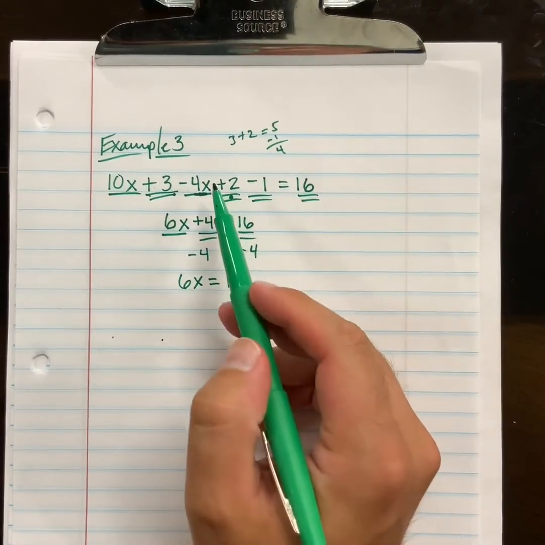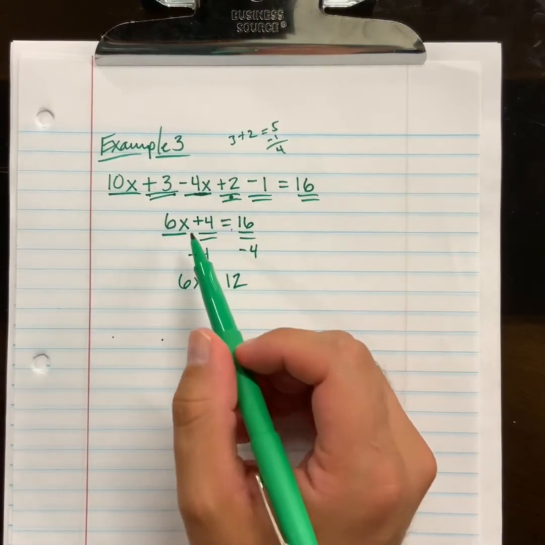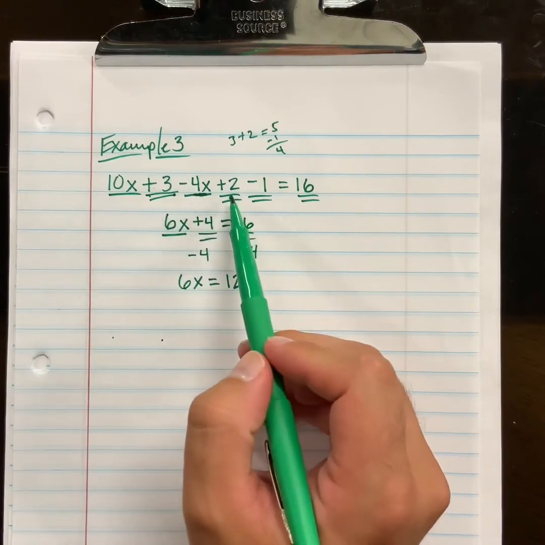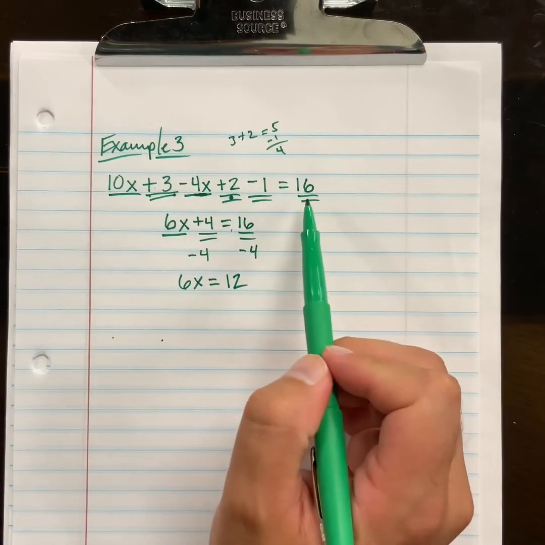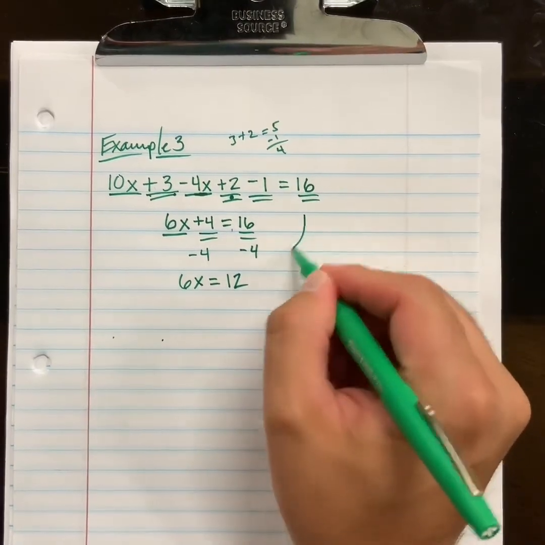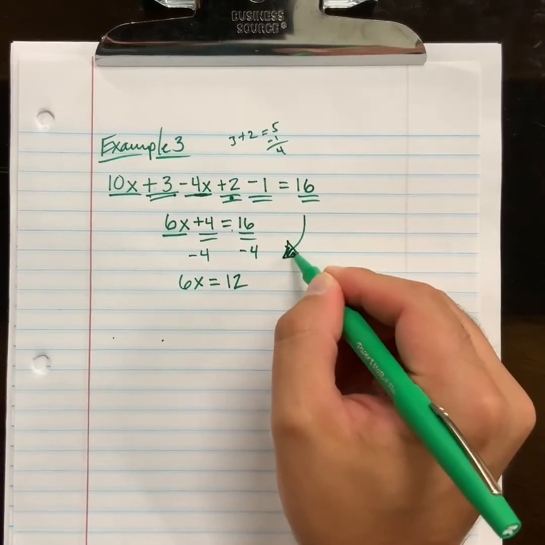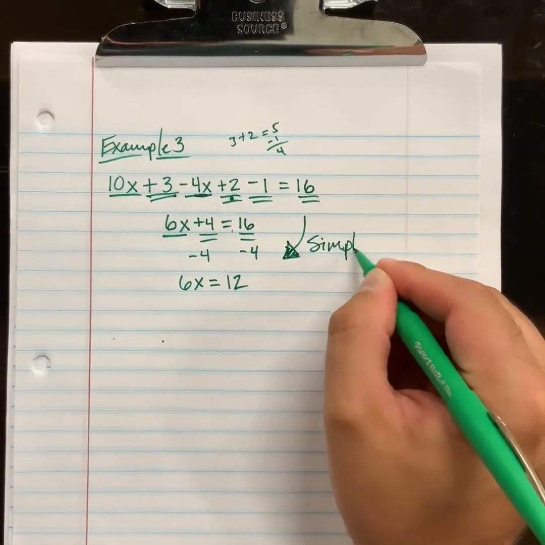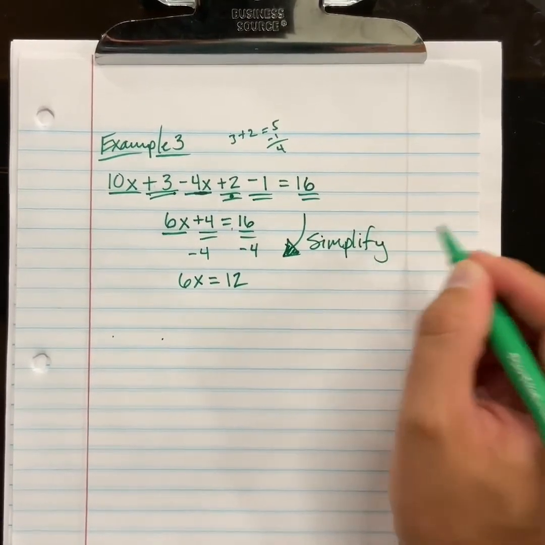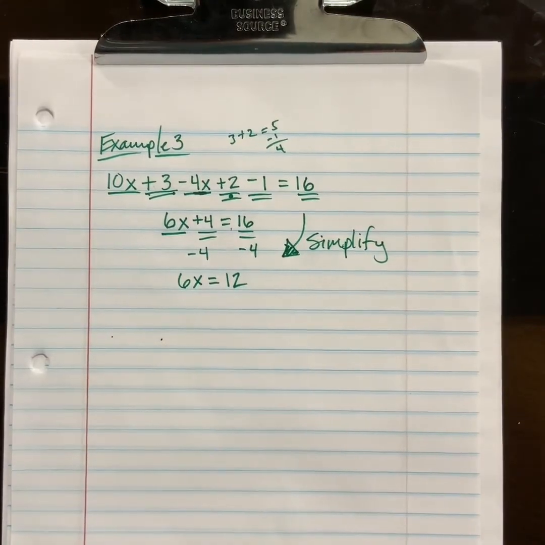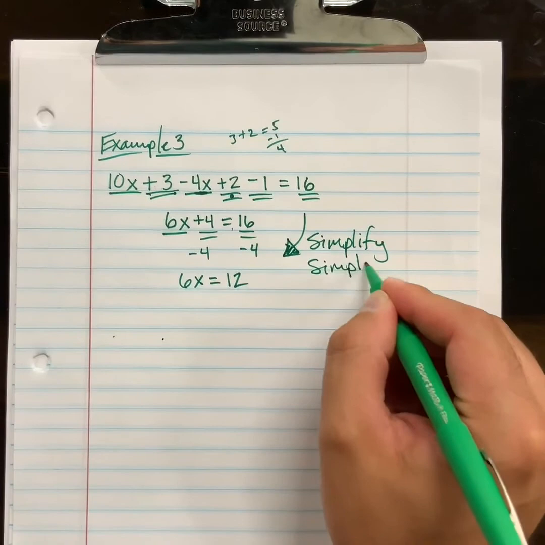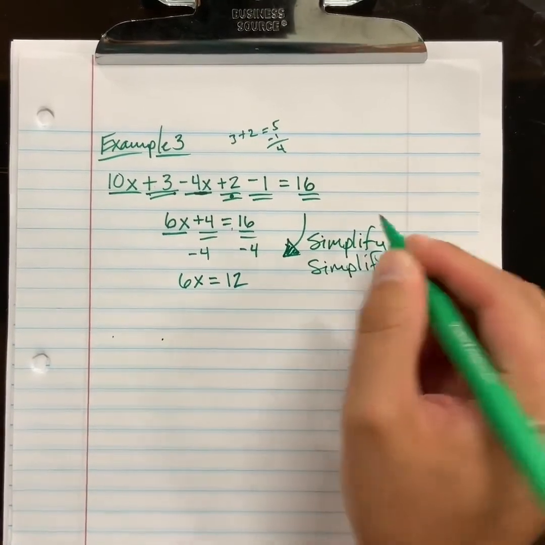Remember, this is our simplified equation after we started with 10x plus 3 minus 4x plus 2 minus 1 is equal to 16. As you can see, this is way simpler after we simplified it. Okay, and that's the importance of simplifying equations. I should say it's simplified.